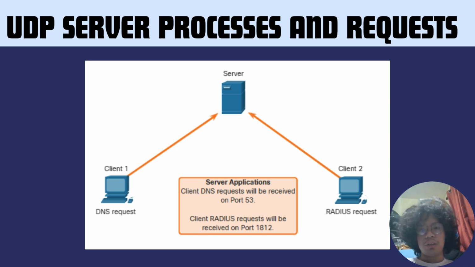UDP-based applications use specific port numbers to send and receive data. For example, a DNS server listens on port 53, while RADIUS authentication uses port 1812. When a UDP server receives a request, it forwards the data to the correct application based on the port number.